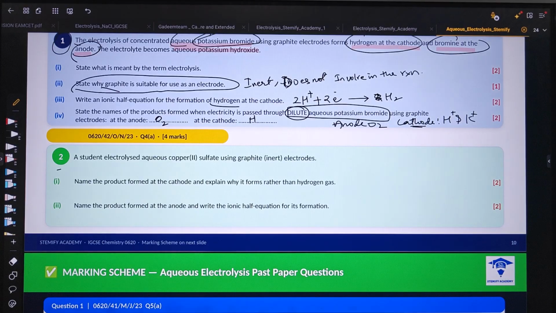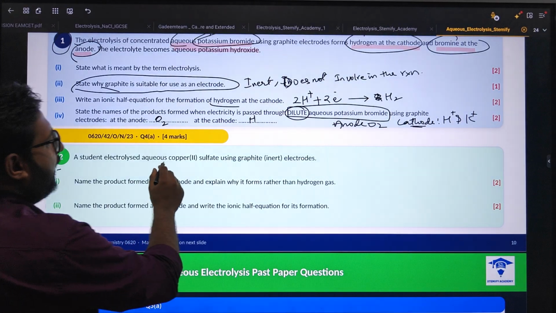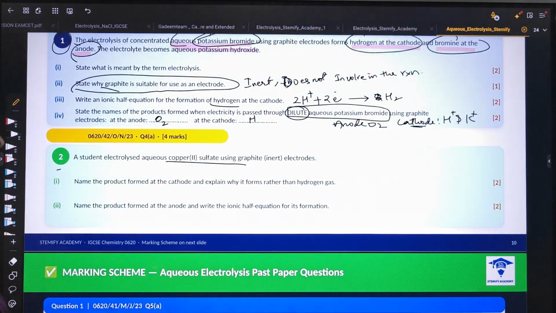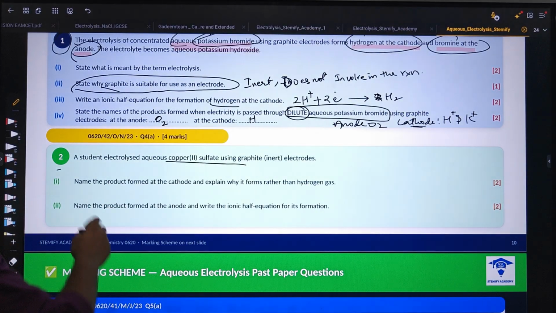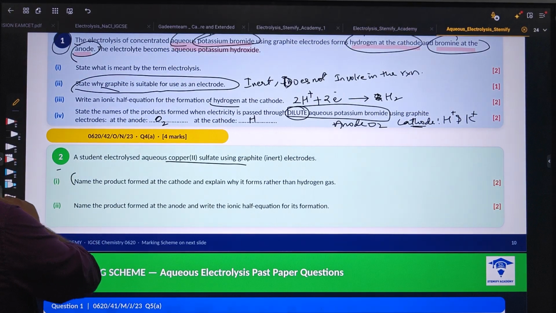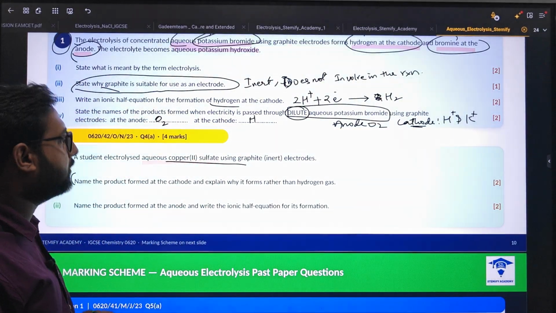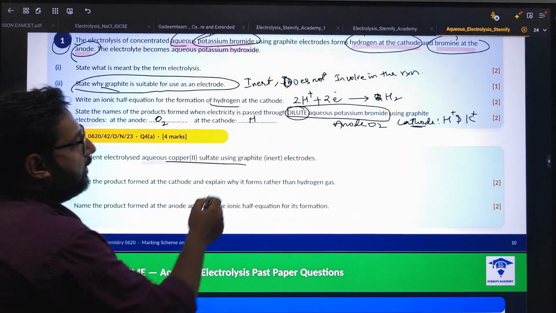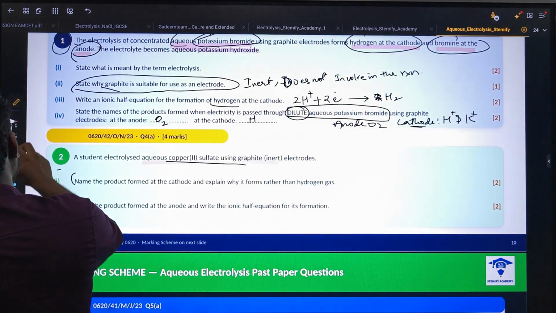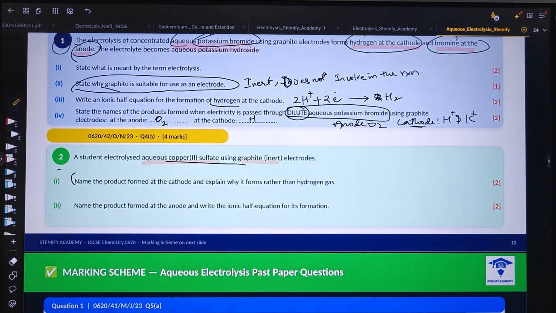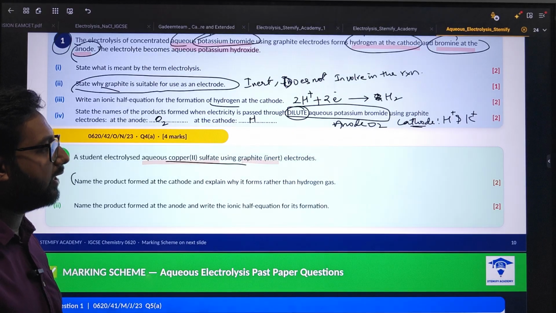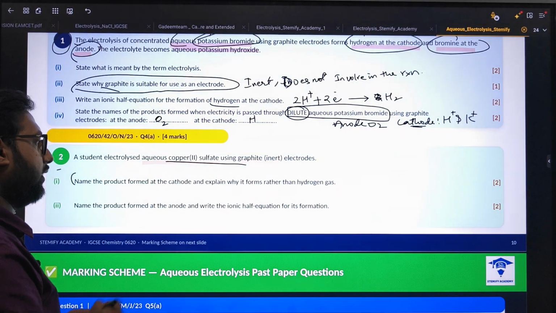Question number 2. A student electrolyzed aqueous copper sulfate using graphite inert electrodes. So what is the solution here? Aqueous copper sulfate. And we are using graphite electrodes. Name the product formed at the cathode and explain why it forms rather than the hydrogen gas.